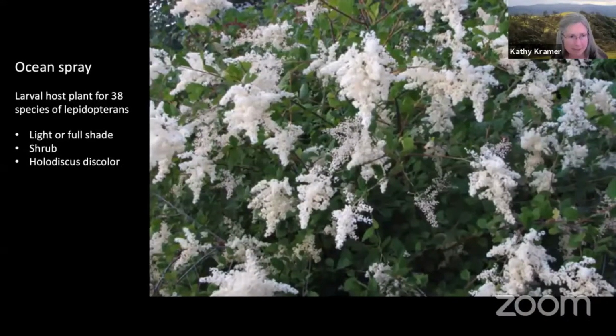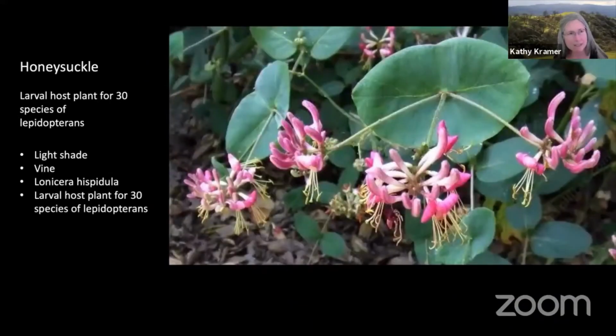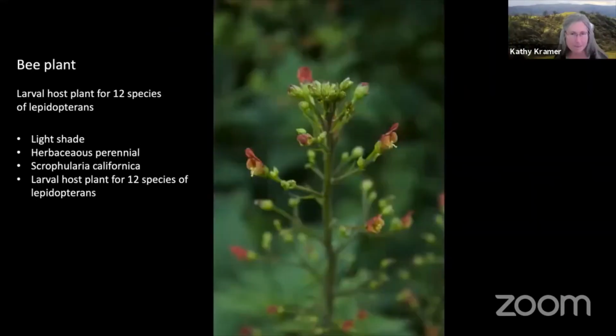Here's ocean spray. 38 species of butterflies and moths can use this plant. I have this growing in my backyard already. Here's honeysuckle. 30 species of butterflies and moths can lay eggs in this. I have this growing in my side yard, and I think I might have it in the front yard as well, or had it anyway before the construction. And here's bee plant. So this is only 12 species, but it's such a beautiful plant. I really just love this, and such a beautiful photo. My husband took this photo in our backyard.